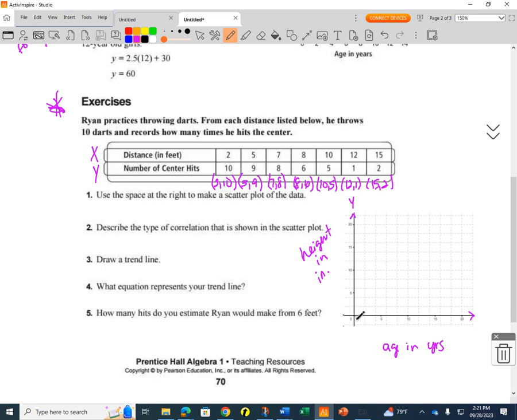2, 10. Each of these boxes represents 2 for the x coordinate and 2 for the y coordinate. So we're going to go over 2 and up 10, plot our first data point. Over 5 and up 9: 2, 4, 6, 8, 9. Over 7 and up 8: 2, 4, 6, 8. Over 8 and up 10: 2, 4, 6, 8, 10.